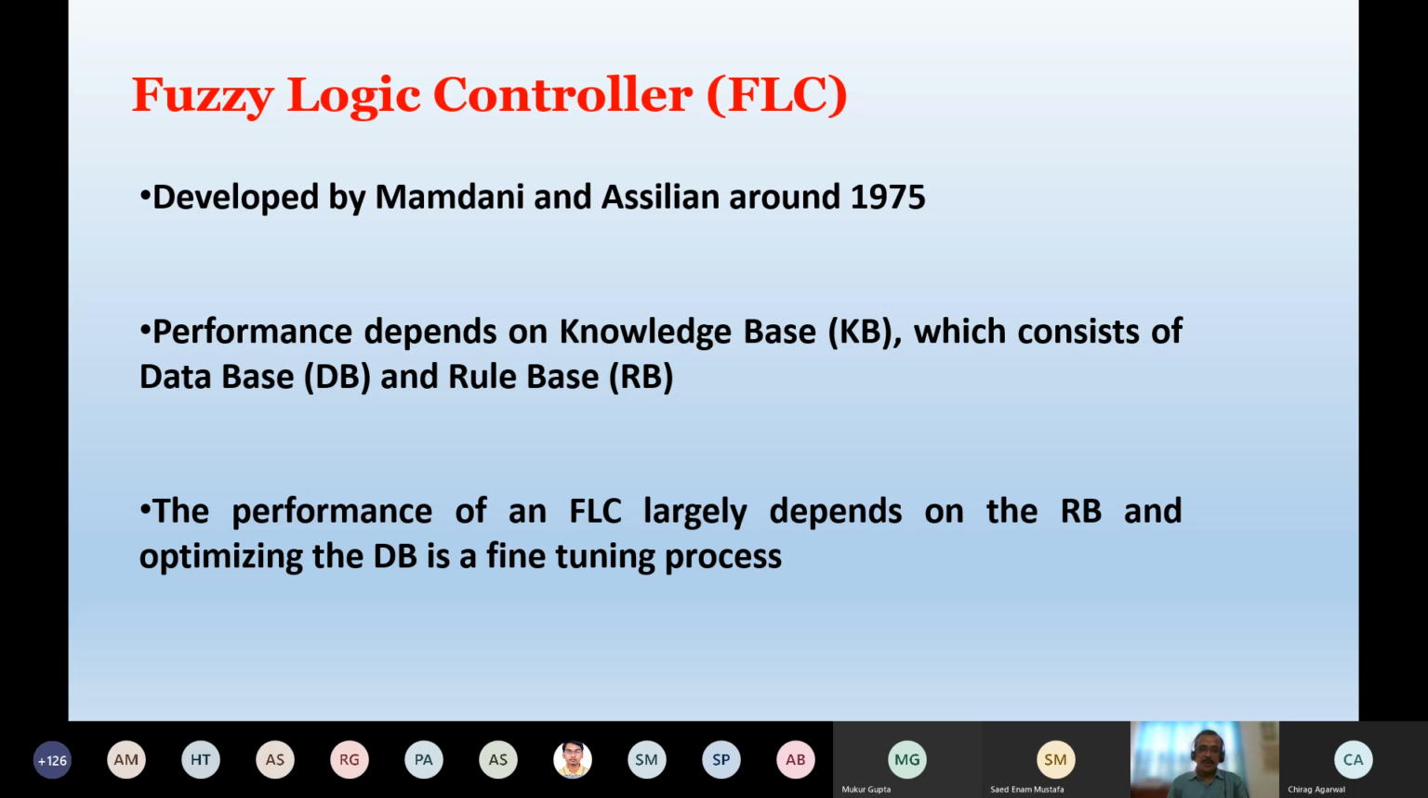Now, if the answers of the first student are more or less correct, what is your guess? Who is going to score more? Definitely the first student. Are you getting my point? So the first student is going to score more compared to the second student. What is the reason? The reason is this. The performance of an FLC largely depends on the rule base, and optimizing the database is a fine tuning process.